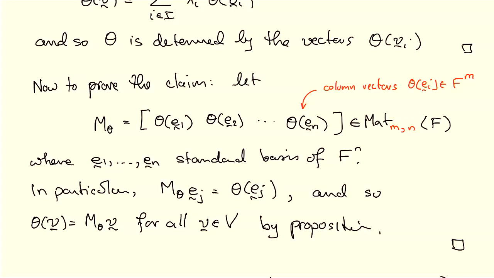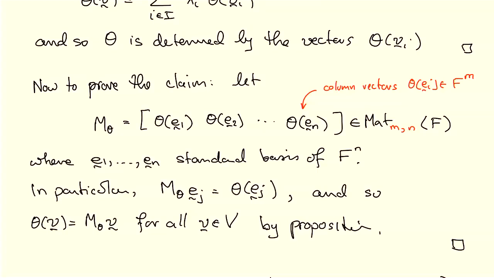And that claim saying that every linear transformation from Fn to Fm is of that form. I just take this matrix where I clump together theta evaluated on E1, that's some vector in Fm, so that's going to be a vector with m coordinates. And similarly all of these ones. So this is an m by n matrix.